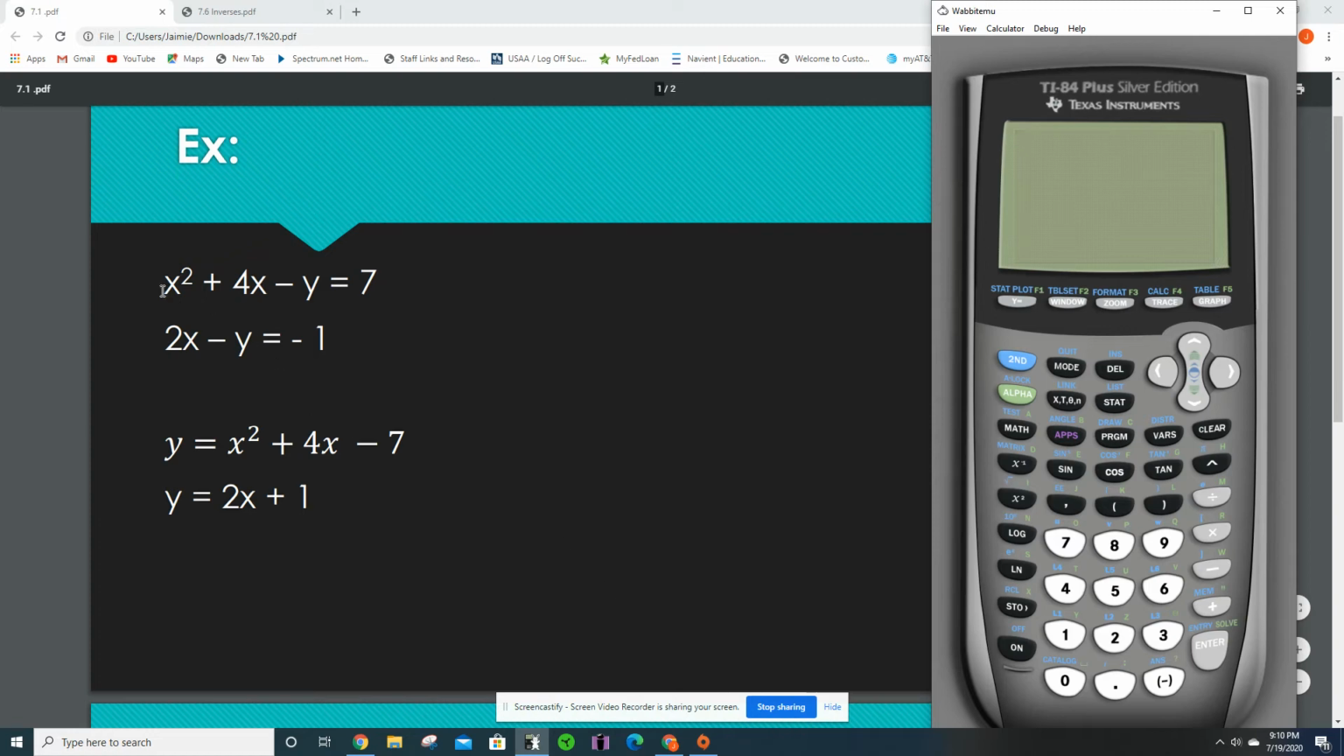So I took my first equation, I got y by itself by adding y to both sides and then subtracting 7. So we have x squared plus 4x minus 7. And then for my second equation, I added y and I added 1. And I got y equals 2x plus 1. So I'm going to go ahead and graph those.